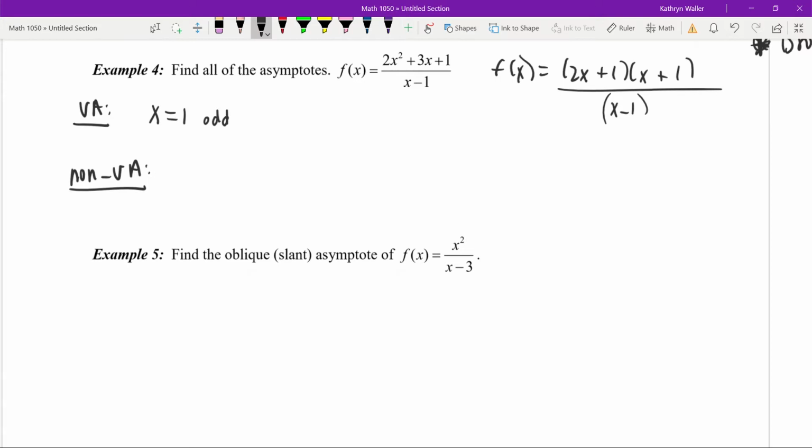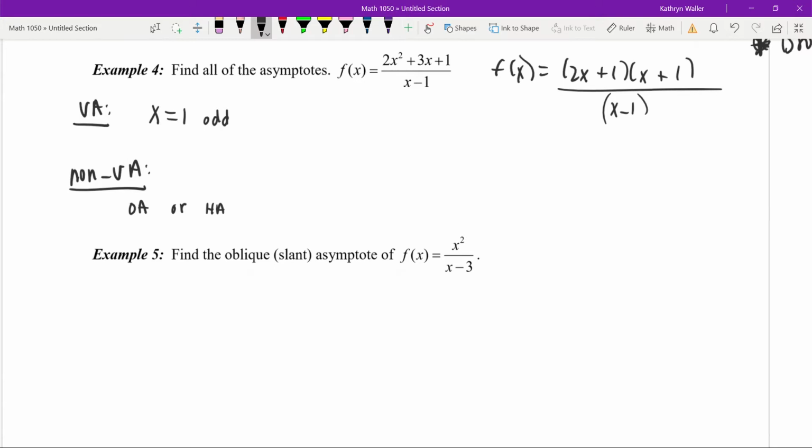Non-vertical asymptote. It's either a what? Tell me. It's an oblique or, talk to me, horizontal. Which one do we check for first? Horizontal or oblique? Horizontal. How do you find horizontal?